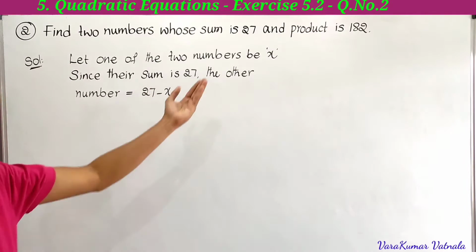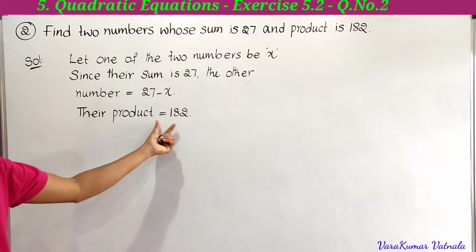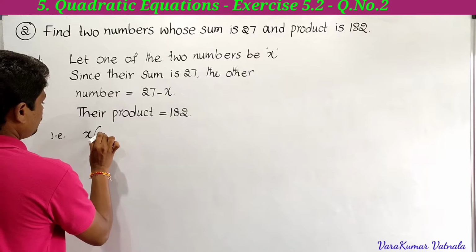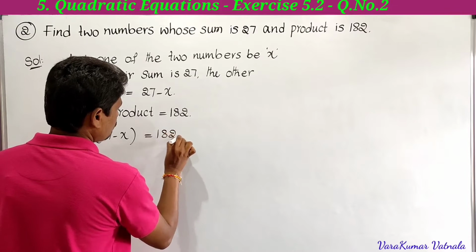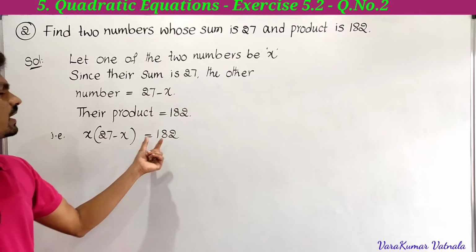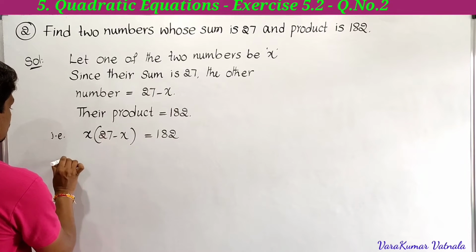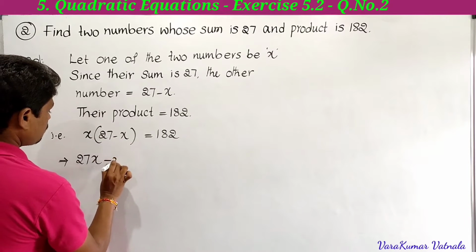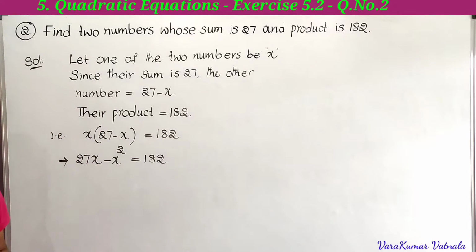Their product is given as 182. So x into 27 minus x is equal to 182. Product means you have to multiply the numbers. So just multiply by x: x into 27 we get 27x, x into minus x is minus x square, equal to 182 on the right side.